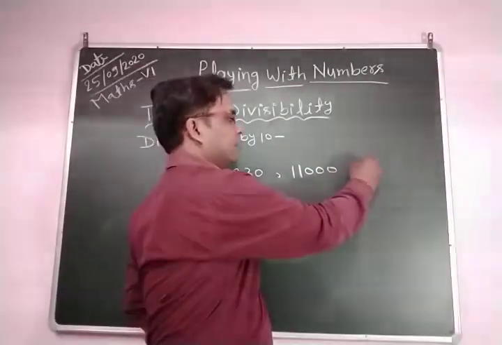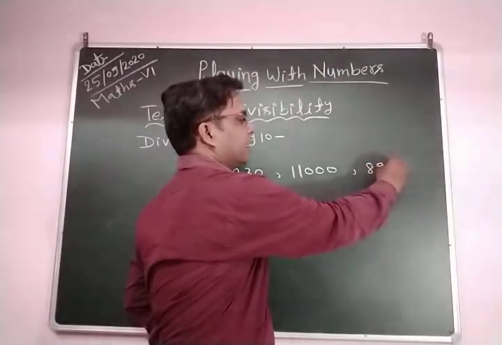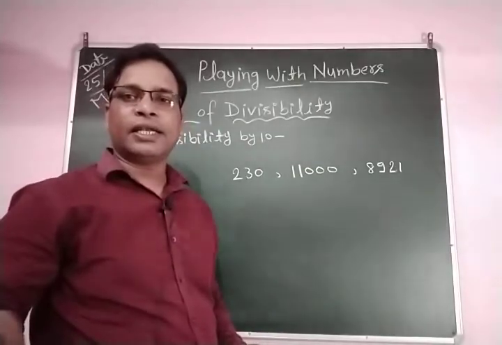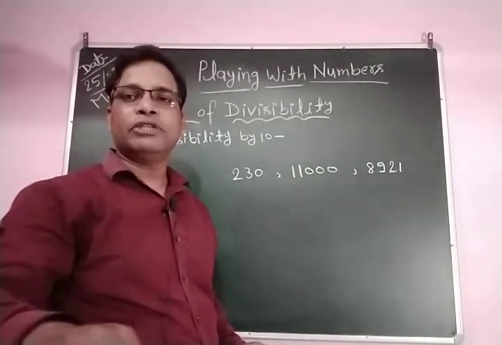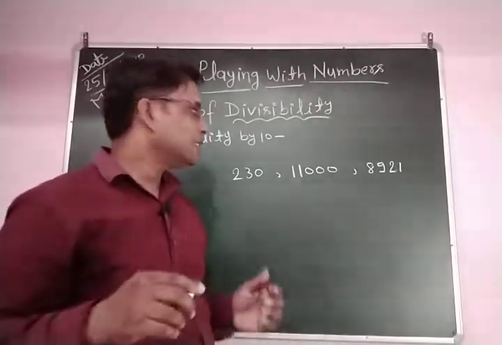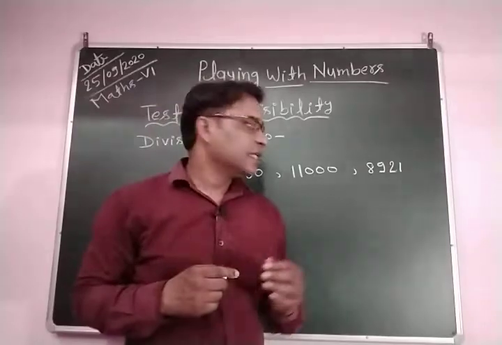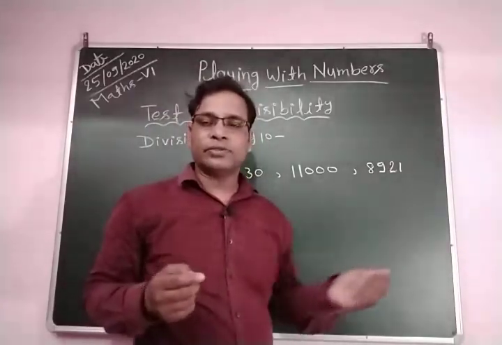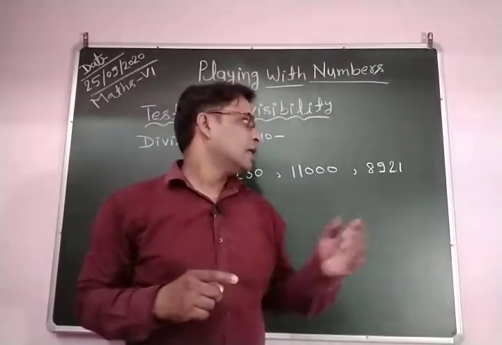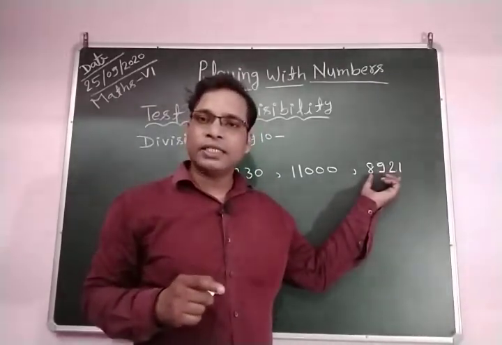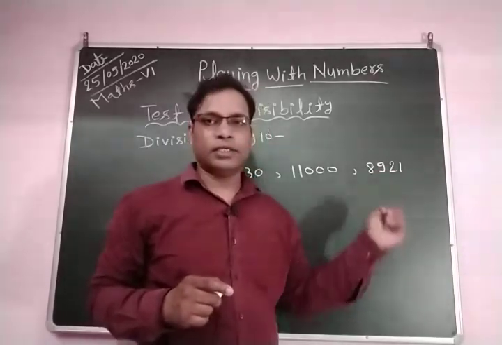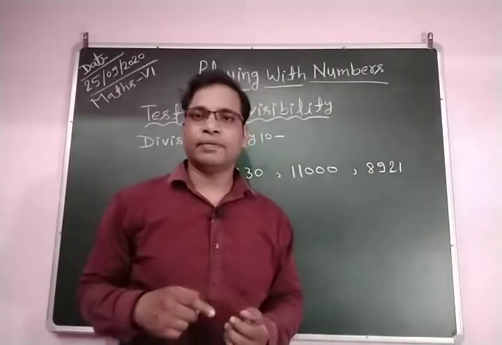Now we take another example, 8,921. Is this number divisible by 10 or not? Tell me. This is not divisible by 10 because the last digit is not 0. The unit place digit is 1. So this is not divisible by 10.